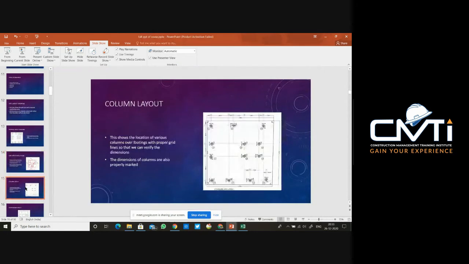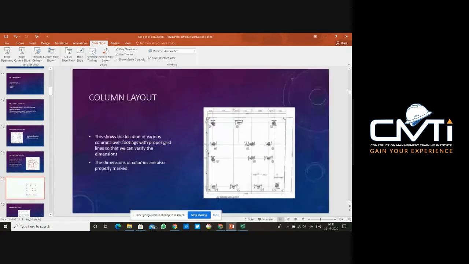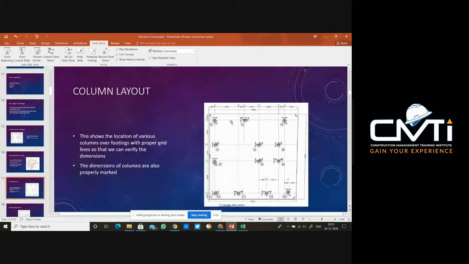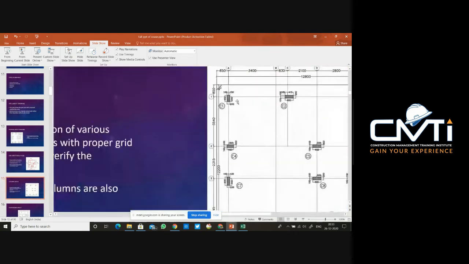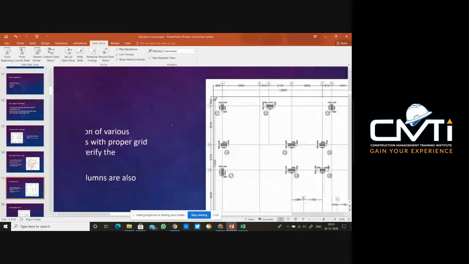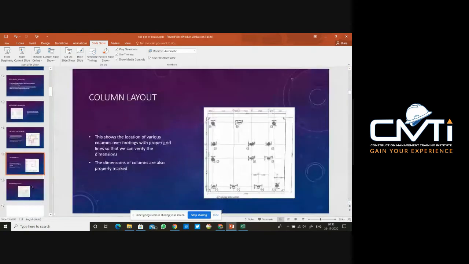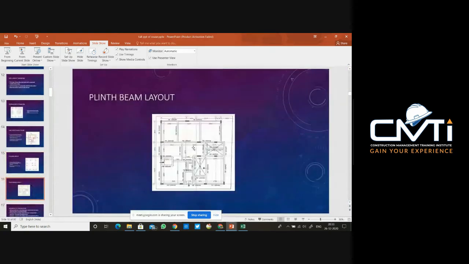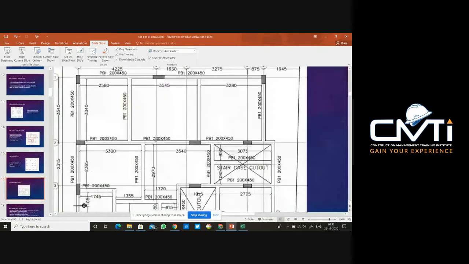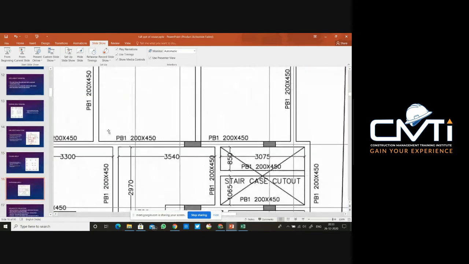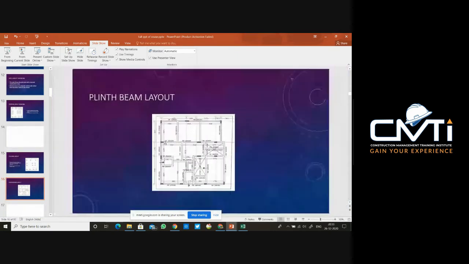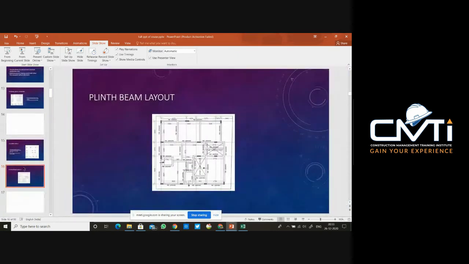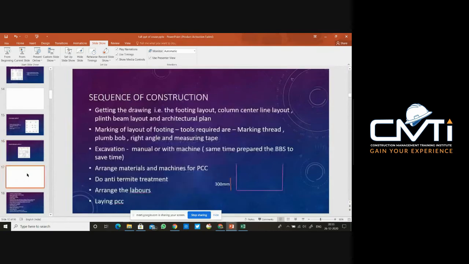Then we proceed to the column layout. In this figure you can see the column layout. Here the dimensions of the columns and the location of the various columns are properly marked. Then this is the plinth beam layout. Here the plinth beams are marked. Here PB1 shows the plinth beam 1 whose dimension is also given here. So these are the types of layout which are available.